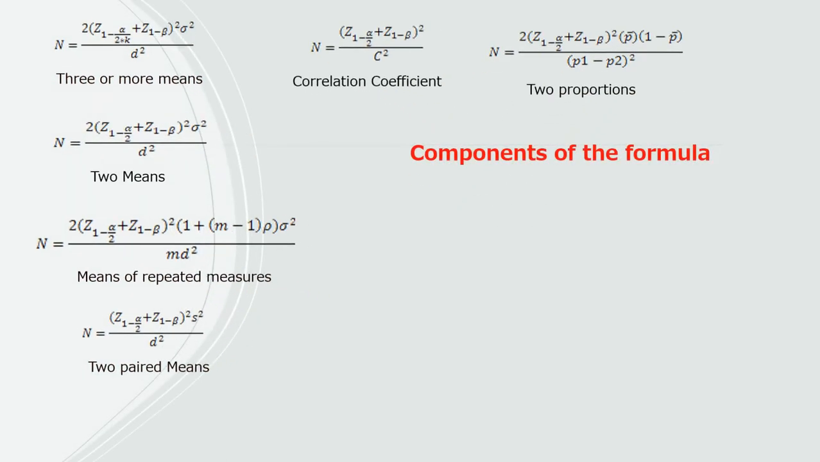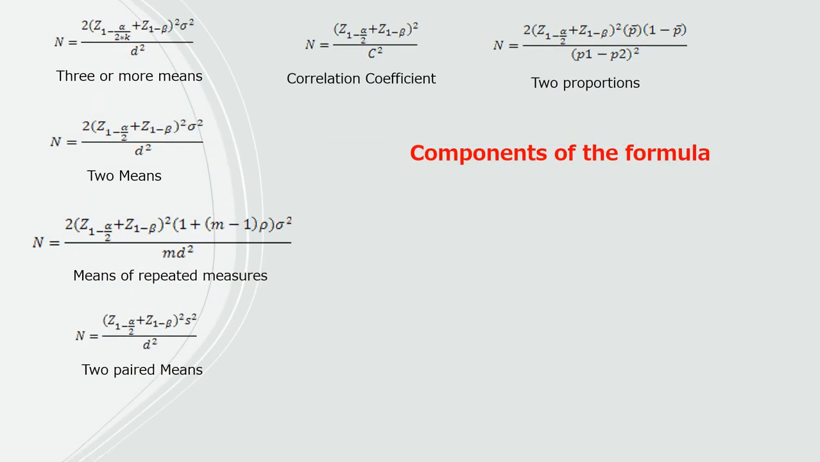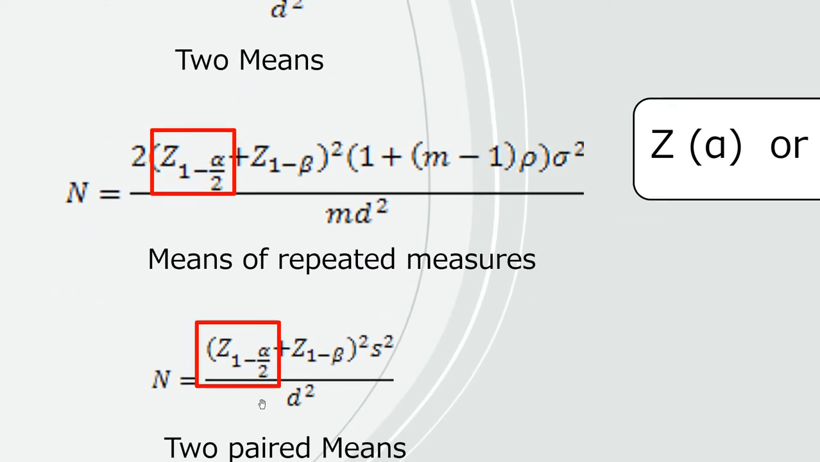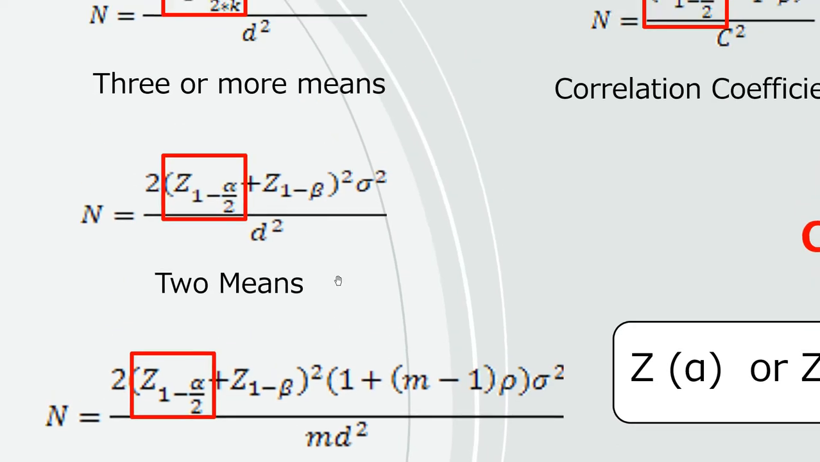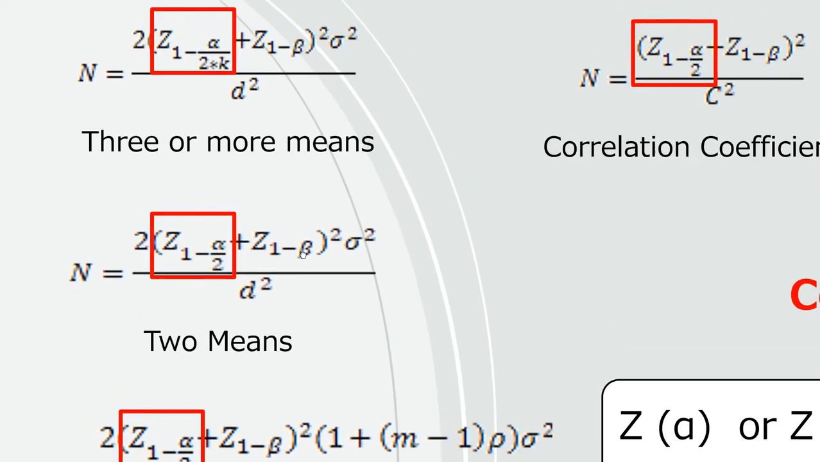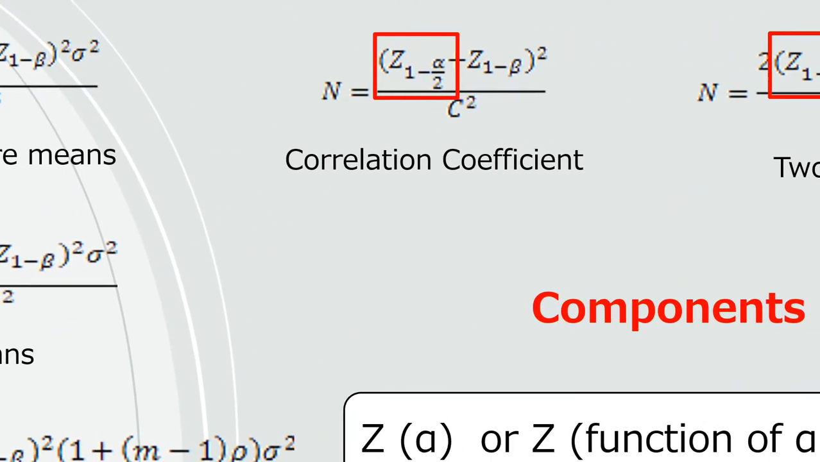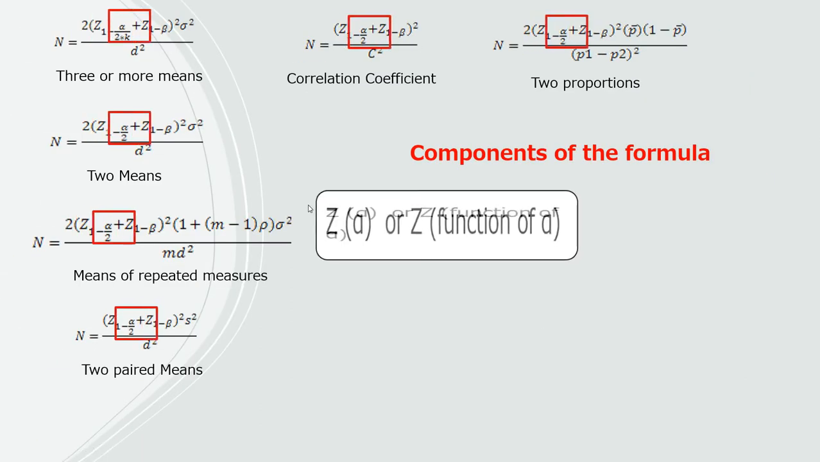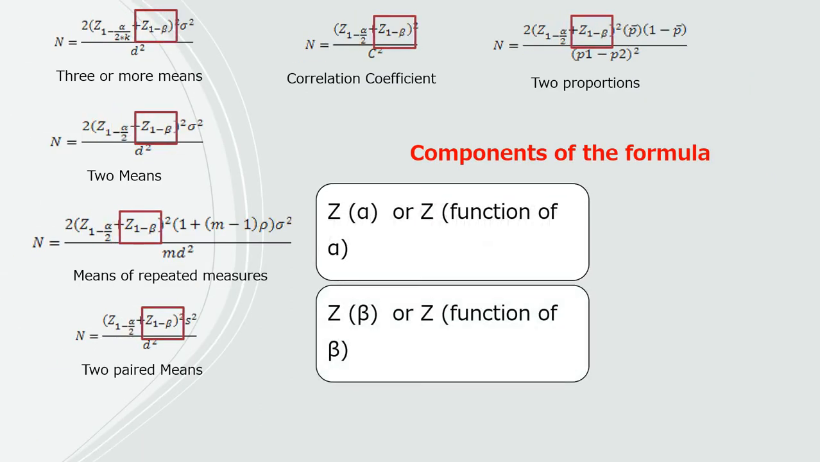Let's have a look at these components of the formula. Let's focus on the first variable. Whichever formula you take, there are two z values. And the highlighted one here is the z function of alpha. Next, each of these formulae will also have a z function of beta.